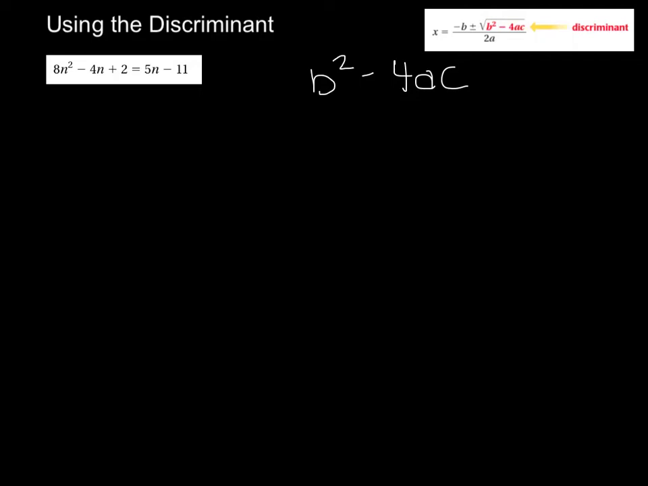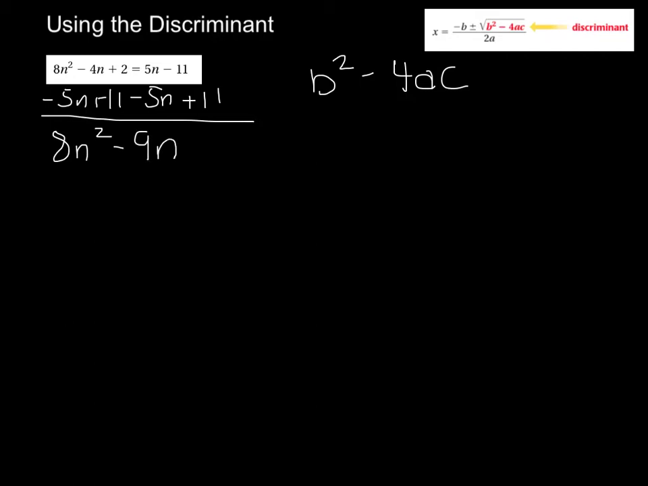Now the sign of this term determines how many roots and what kind of roots we have for our quadratic. So first things first, let's take a look at our problem here, and this is not in standard form, so we have to do some algebra quick. Let's subtract a 5n from the right side and add a 5n to both sides here, minus 5n plus 11. The 8n squared doesn't change, so that just comes right along for the ride. Negative 4n minus 5n is a negative 9n, and 2 plus 11 gives us positive 13 equals 0. Now we're in standard form.